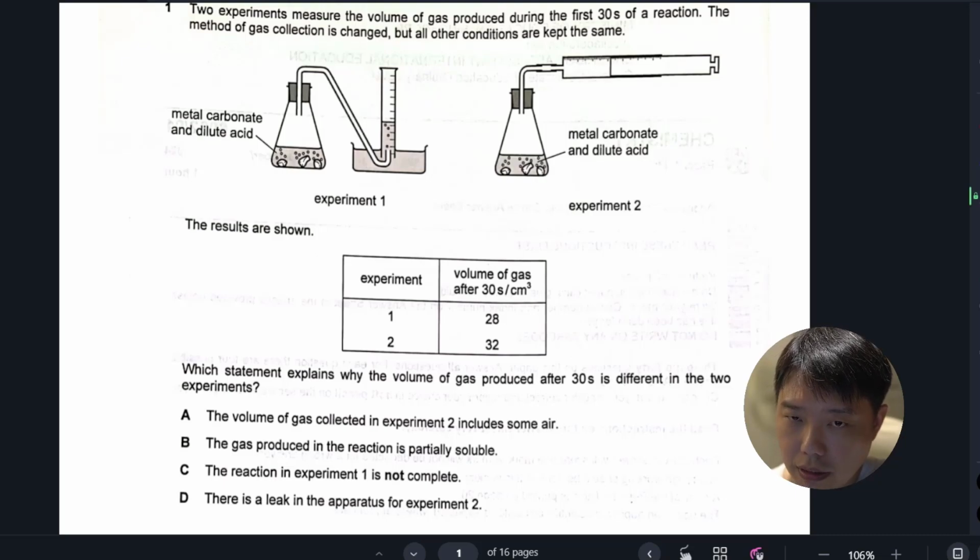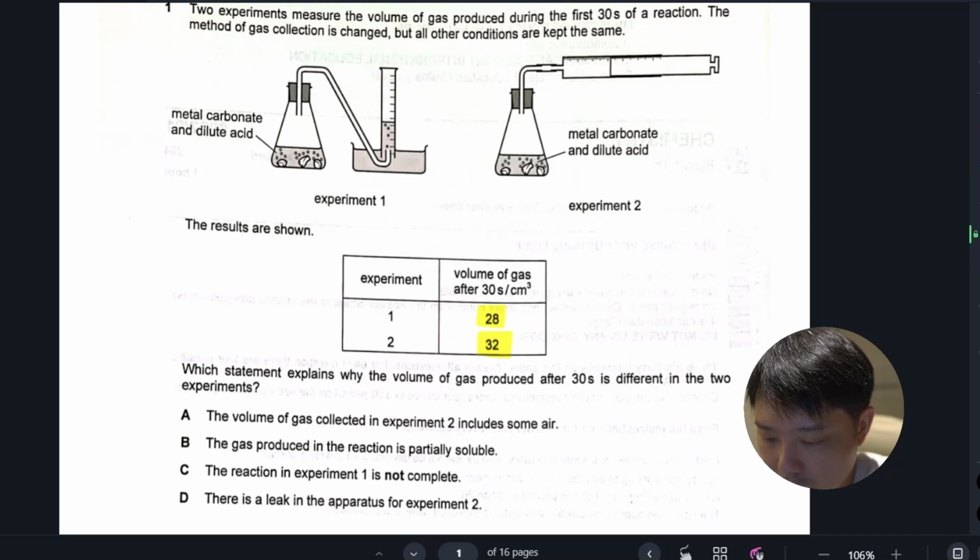So we are looking at a reaction of metal carbonate with dilute acid. Okay, so we can see that from the table, right? Experiment 1, you have 28 cm cube collected after 30 seconds. Experiment 2, you have slightly more, 32 cm cube. So they are asking which statement explains why the volume of gas produced after 30 seconds is different in the two experiments. Okay, so option A, they say volume of gas collected in experiment 2 included some air.